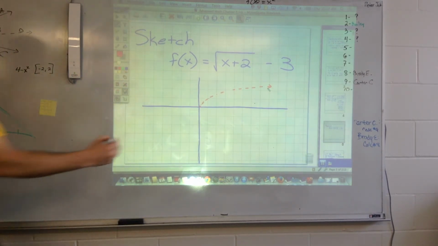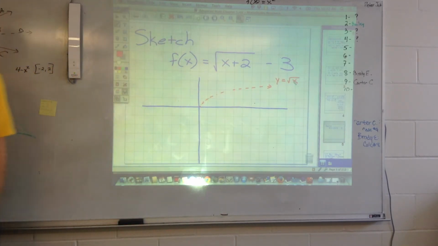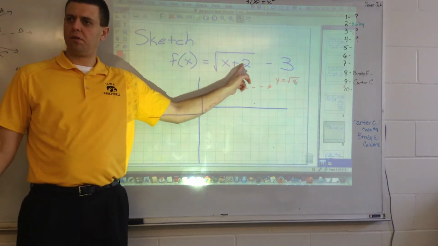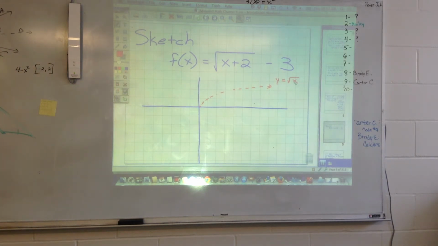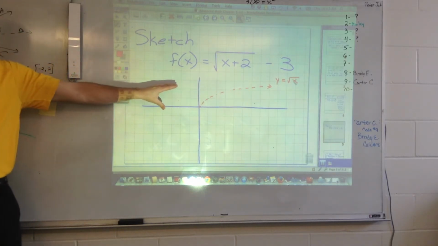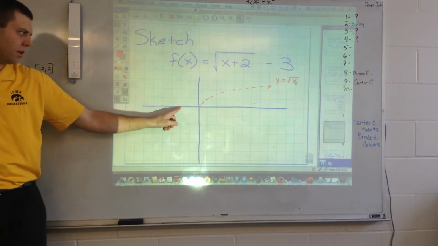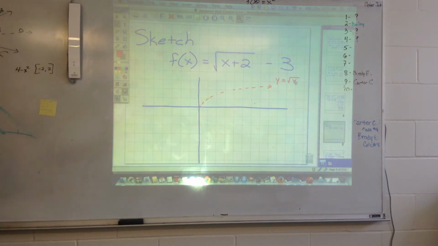That would be y equals the square root of x. That would be our parent function. Okay? What does this plus 2 underneath the square root do to the parent function? Shifts it to the left 2. Okay? So it's like you're taking this red graph right now, and you're shifting it to the left 2 units. So it would be right here, right? What's the minus 3 do? Shifts it down. Shifts it down 3.